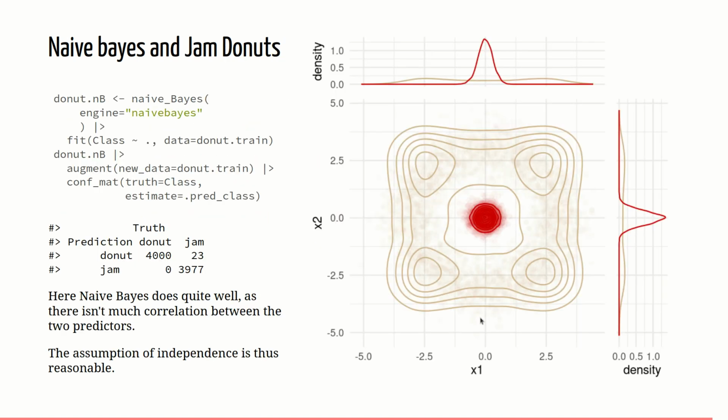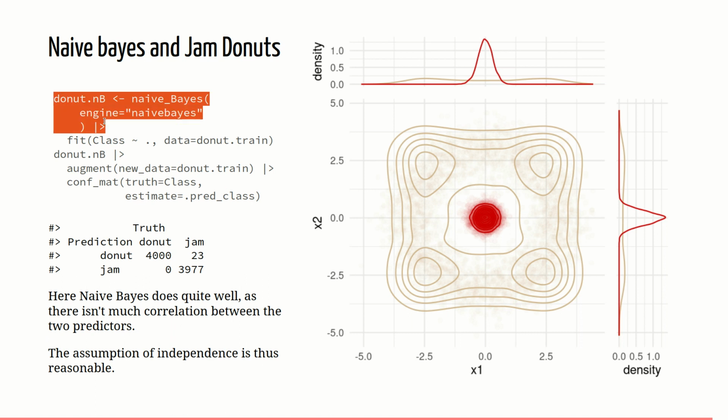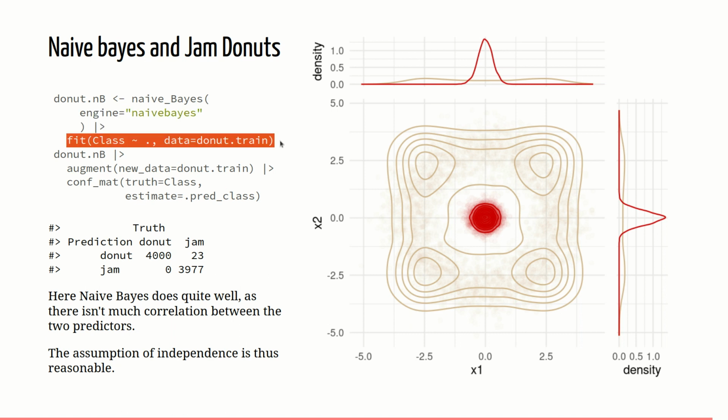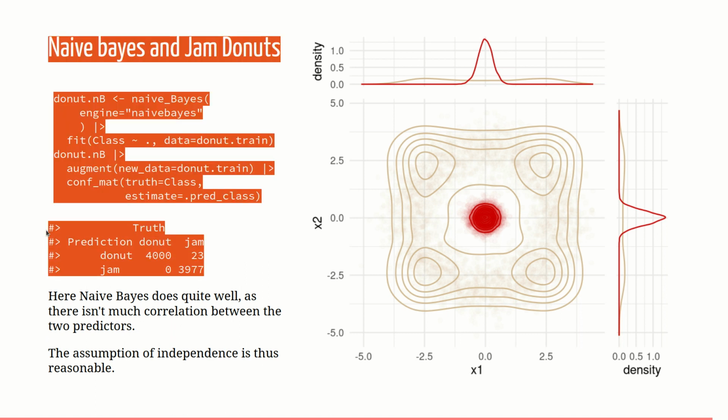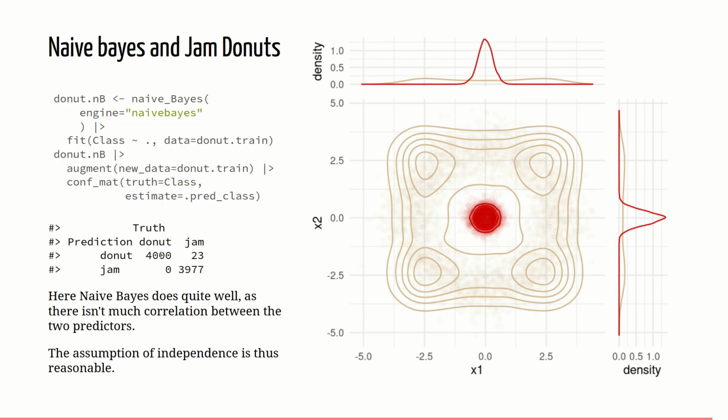But let's see how well it does anyway. We're going to be introducing bias because we know it's not true, but the advantage is we can estimate these things really easily, so there may be an advantage in the reduction of variance. So again, we're just using the naive Bayes engine, fitting our class in terms of the two predictors x1 and x2 in the same way as we did before, using augment. Everything else is the same, and you can see that on the training data, we are getting all of the donuts correct and almost all of the jam correct.